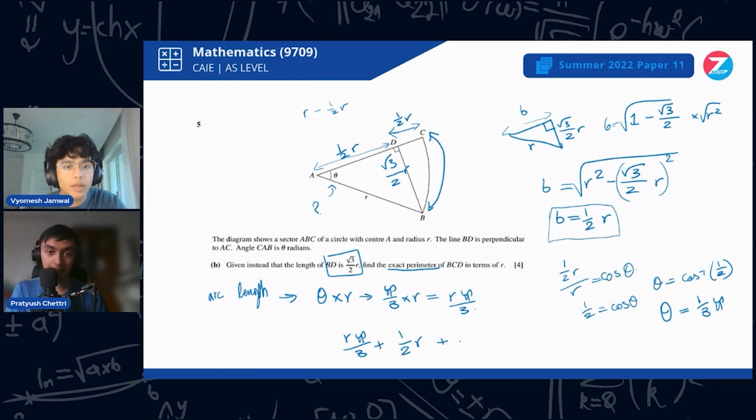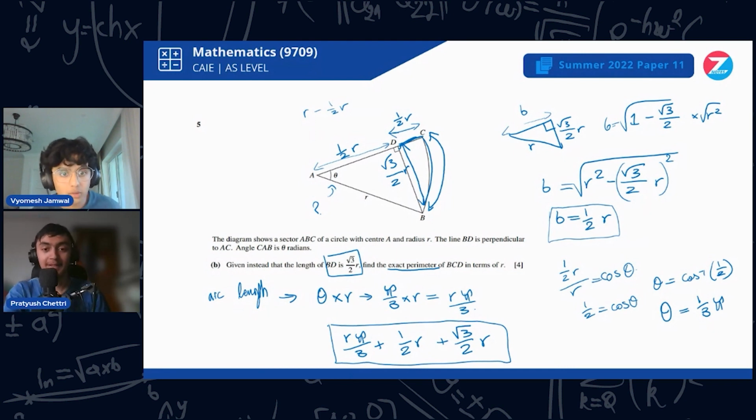Wait. Wasn't that 1 upon 2 r be something else? Oh, yeah. Wait, never mind. That's also correct. I forgot the scale issue. And it's going to be plus root 3 upon 2 r. Yeah, that should be it.